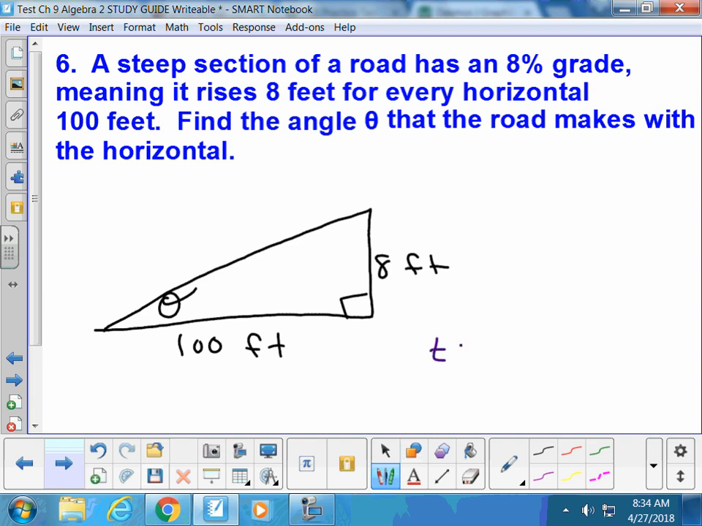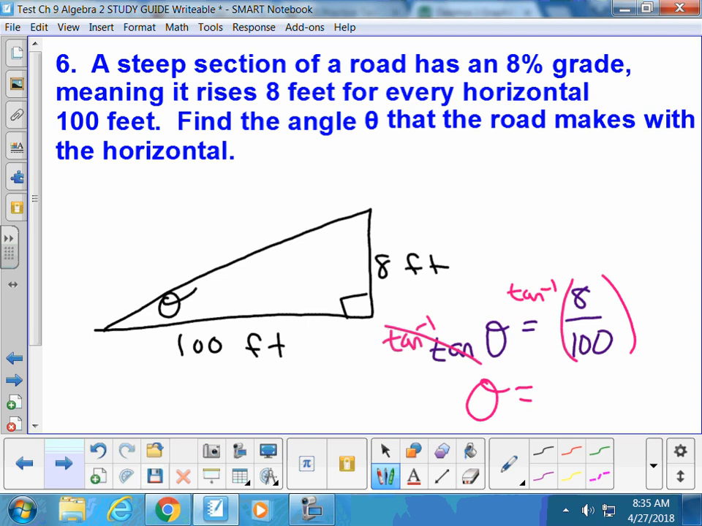So tangent of theta equals 8 over 100. And the way we're going to solve for theta is we need that tangent to kind of cancel out and go away. So we're going to use a tangent inverse on both sides. Tangent inverse. So as far as the calculator is concerned, second tangent, 8 over 100. It's probably a good time to make sure your calculator is still in the right mode. Sometimes they get switched without you realizing it. So I got 4.57 degrees.